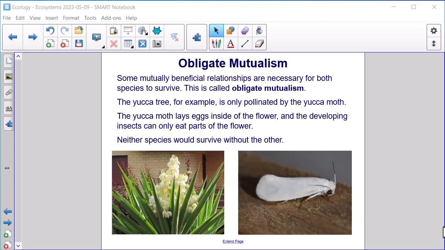Obligate mutualism. Some mutually beneficial relationships are necessary for both species to survive. This is called obligate mutualism. The yucca tree, for example, is only pollinated by the yucca moth. The yucca moth lays eggs inside the flower, and the developing insects can only eat parts of the flower. Neither species would survive without the other.